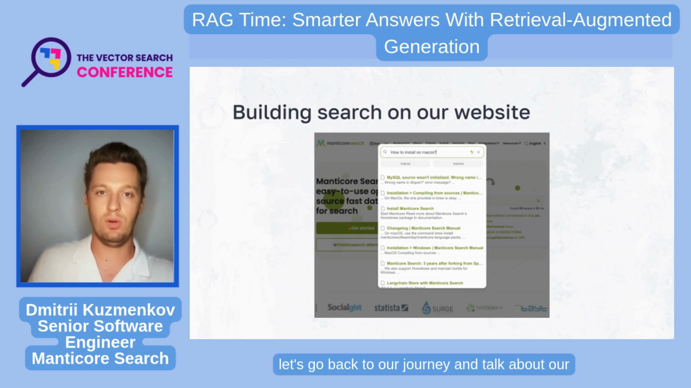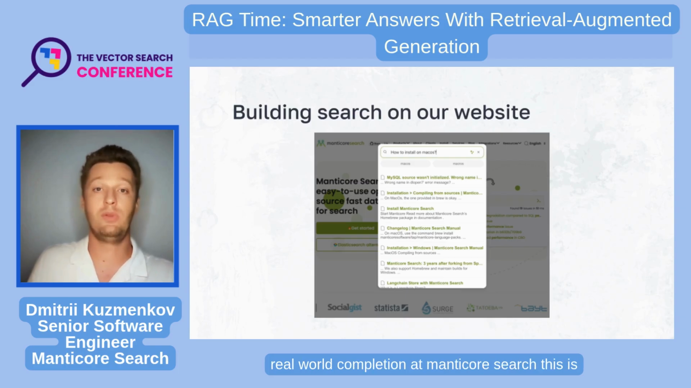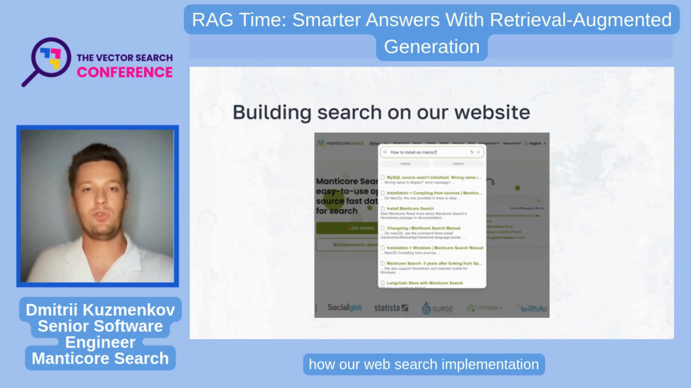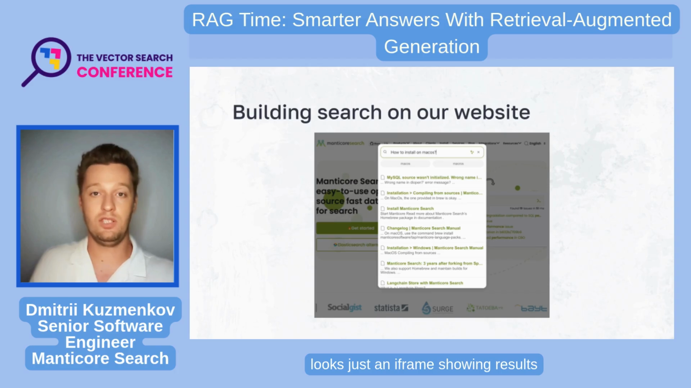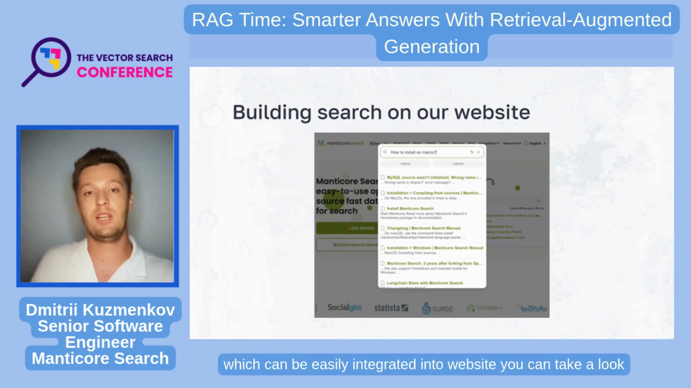Now let's go back to our journey and talk about our real-world implementation at Manticore Search. This is how our web search implementation looks. Just an iframe showing results which can be easily integrated into the website. You can take a look.